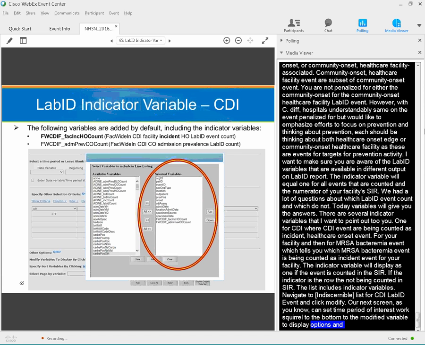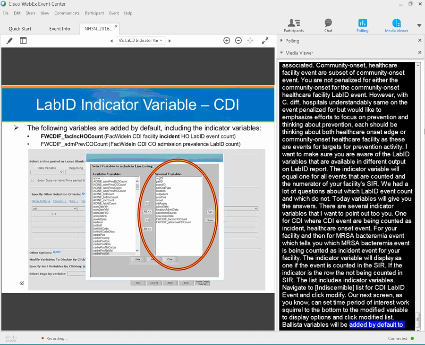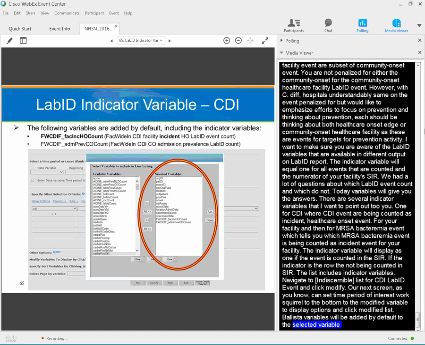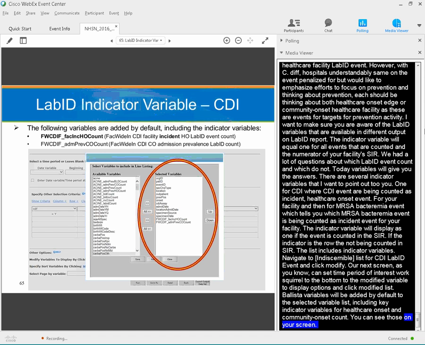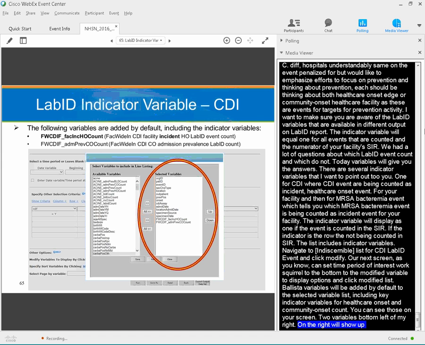A list of variables will be added by default to the Selected Variables list, including the key indicator variables for healthcare onset and community onset count. And you can see those on your screen. They're the 2 variables at the bottom of the list on the right. Any variables on the right will show up in the report that you run. From there, you can close this box and then hit Run.